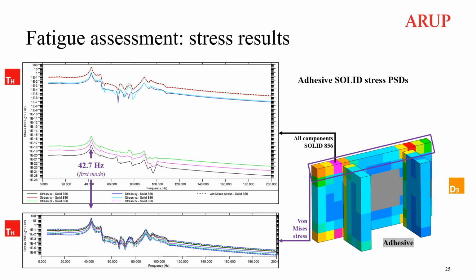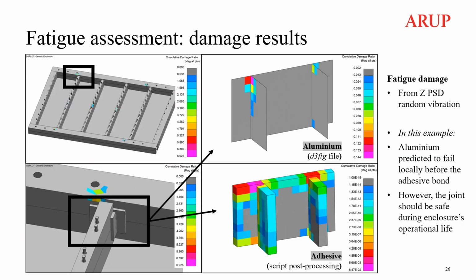Now we look at fatigue damage ratio contour plots from the analysis using a Z-direction PSD input of random vibration. The aluminium values come direct from the D3FTG file from the frequency domain analysis, whereas the adhesive values have come from our scripted post-processing using the Sousa and Steinberg methods from the time domain analysis. In this example, we can see that the aluminium is predicted to fail locally before the adhesive, due to the higher peak fatigue damage ratio values.